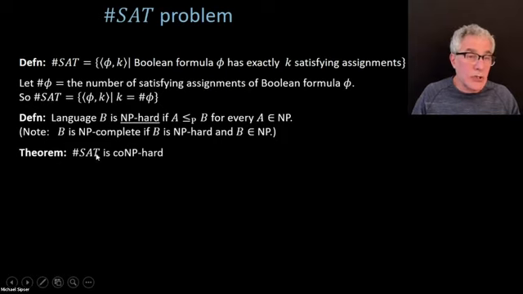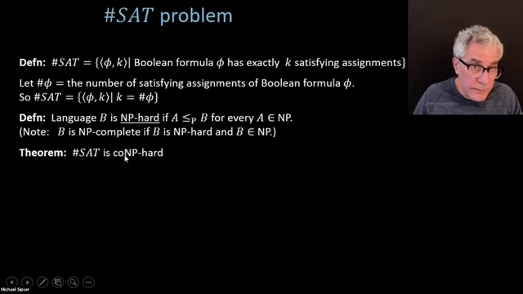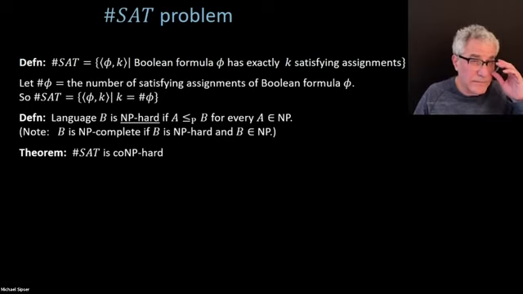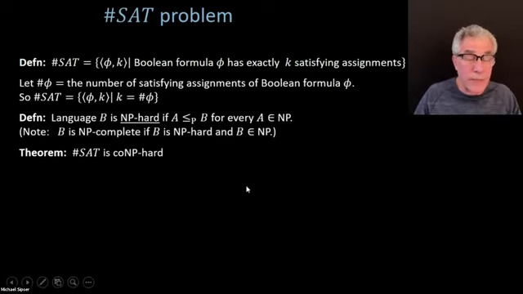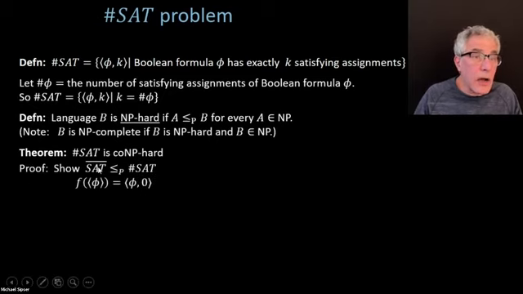Okay, and so we're going to show that this #SAT problem is coNP-hard. So everything in coNP is polynomial time reducible to #SAT. And that's easy, because what we're going to do is take a coNP-complete problem, which is the unsatisfiability problem, the complement of satisfiability, and show that it reduces to the #SAT problem. And that's easy because a formula is unsatisfiable exactly when it has 0 satisfying assignments.